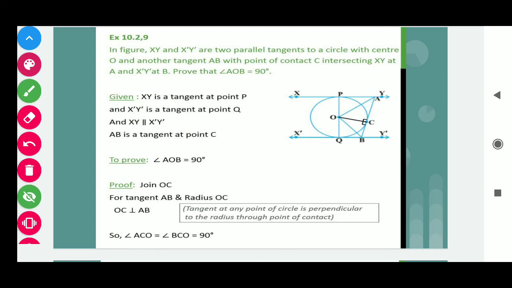So students, for this I am sharing the working rule with you. Given is XY is tangent at point P, X dash Y dash is tangent at point Q, and XY is parallel to X dash Y dash. And also AB is tangent at point C. Now we need to prove angle AOB is 90 degrees. So here we have the proof. First join OC. For tangent AB and radius OC, OC is perpendicular to AB. You can see here that OC is the radius, AB is the tangent. So this must be 90 degrees.